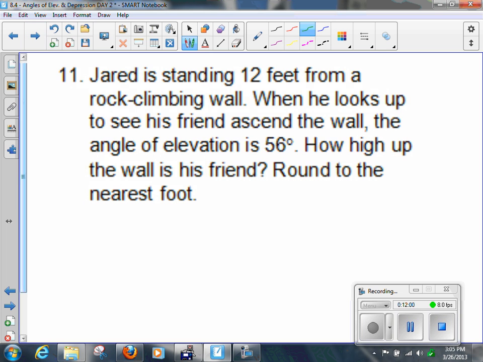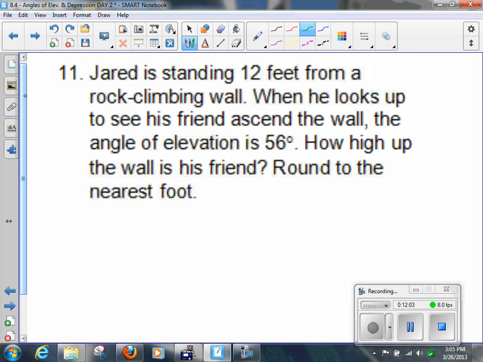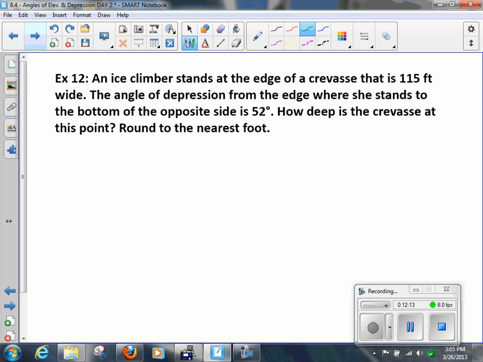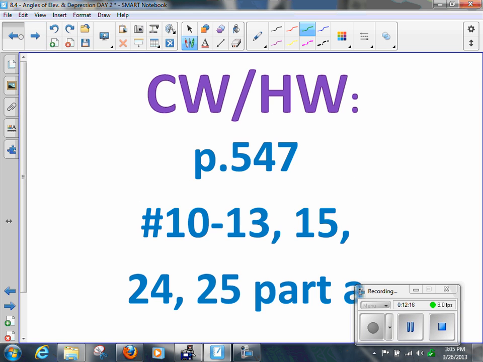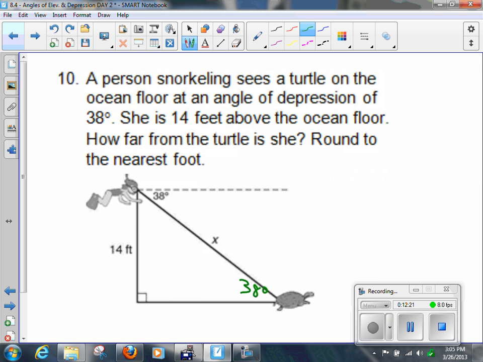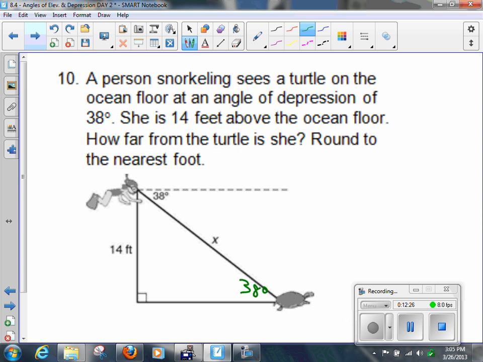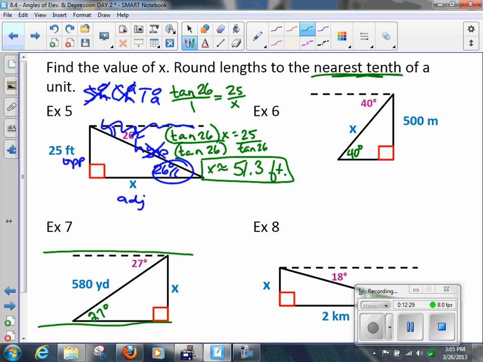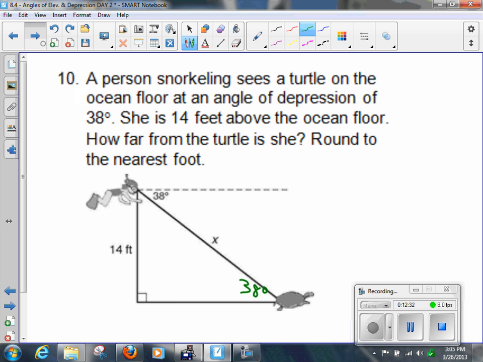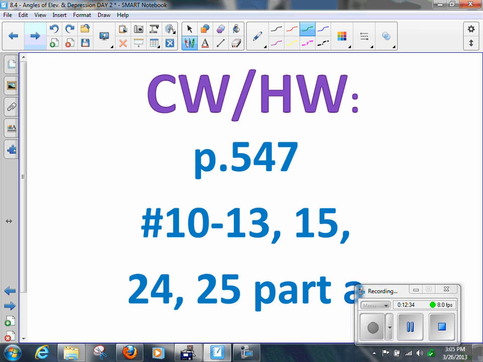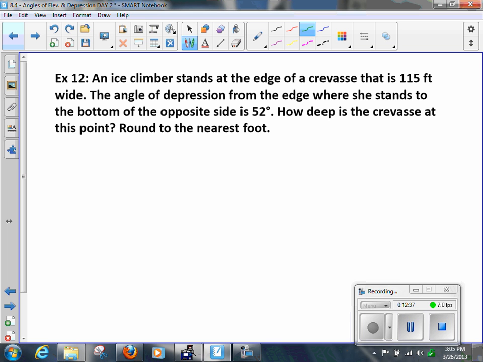And then Jared is standing 12 feet from a rock climbing wall. When he looks up to see his friend ascend the wall, the angle of elevation is 56 degrees. How high up the wall is his friend? Here's what I want you to do while you're in here. Because this is the same thing we've been doing, I want you to do examples 6, 7, 8, 9, 10, 11, 12. I want you to do that right now. Okay?